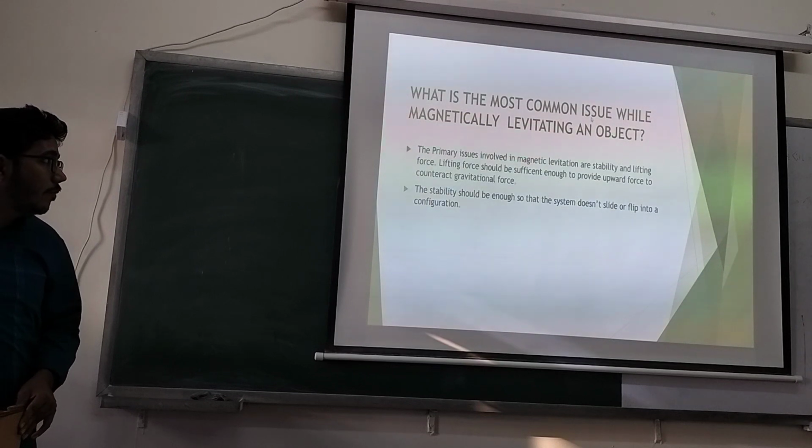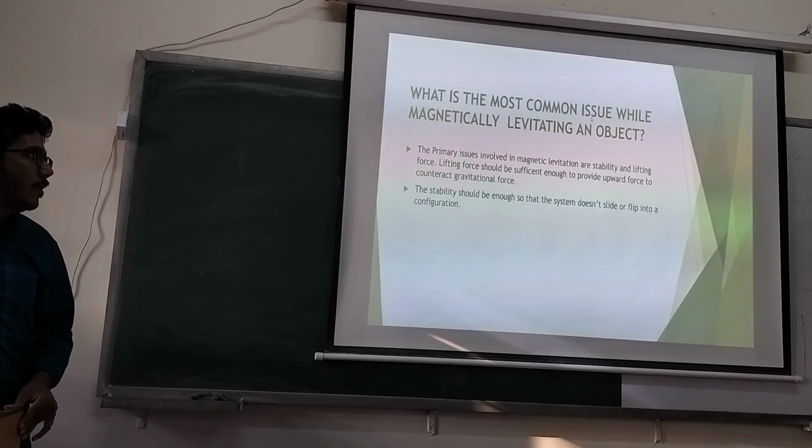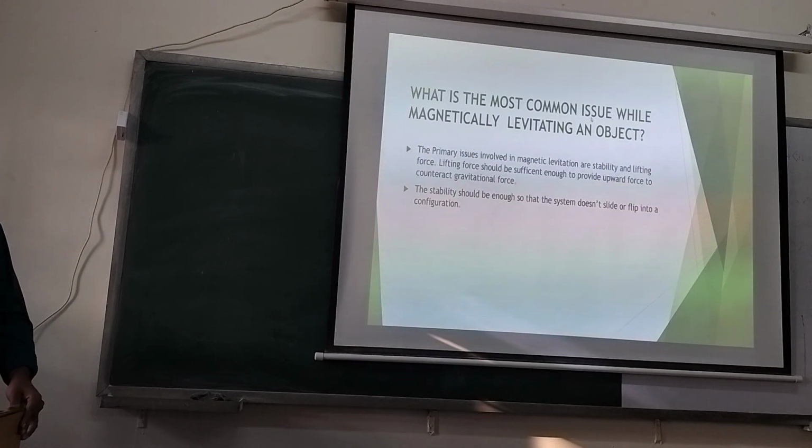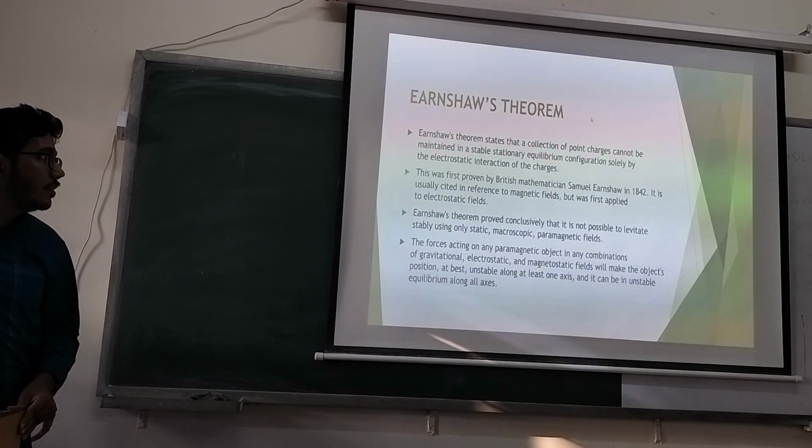So, the primary issues involved in magnetic levitation are stability and lifting force. Lifting force should be sufficient to provide an upward force to counteract gravitational force. The stability must be enough so that the system doesn't flip or slide into another configuration. So, what is Earnshaw's theorem?